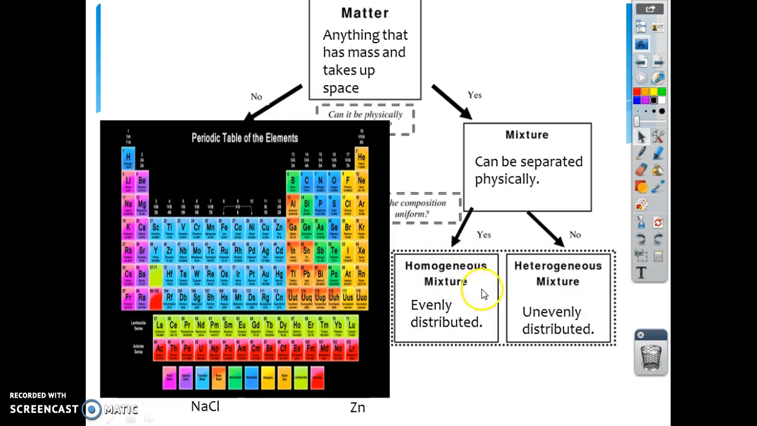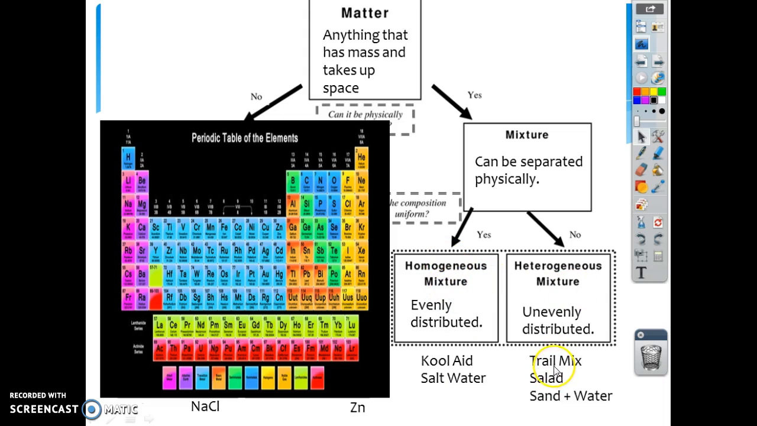Homogeneous, can't see the difference. Heterogeneous, can see the differences throughout. Some good examples. Can you see the difference in Kool-Aid? Not if you mix it up well. Can you see the difference in ocean water and salt water? You can't, so those are both homogeneous.